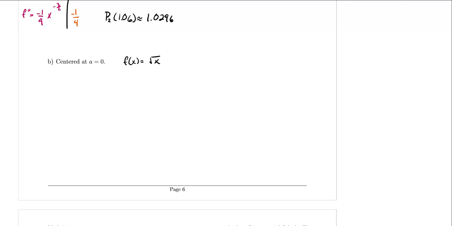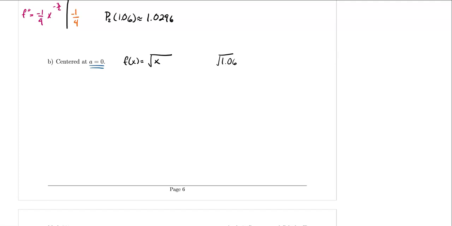Now, remember, the whole goal for the approximation problems here was to select a value that's near the point of interest. So right now, if I'm centering at a equals 0, but I want to figure out the value for the square root of 1.06, I feel like I'm farther away from 1.06. So if I just pick the square root of x, I don't think it's quite going to work. So I'm going to pick another function. It's still going to be the square root, but I want a function that's going to give me a value closer to 1.06 if I'm centering at a equals 0.